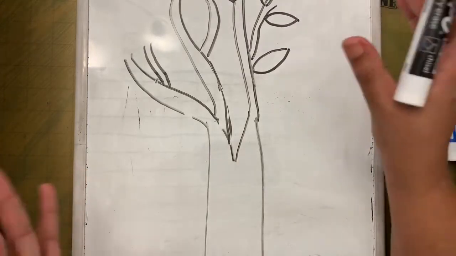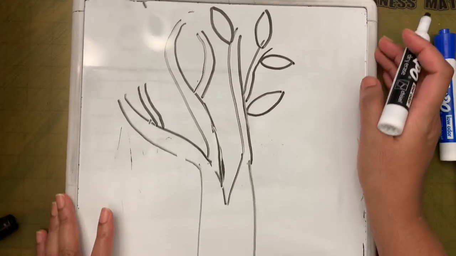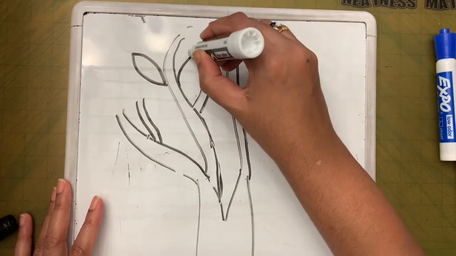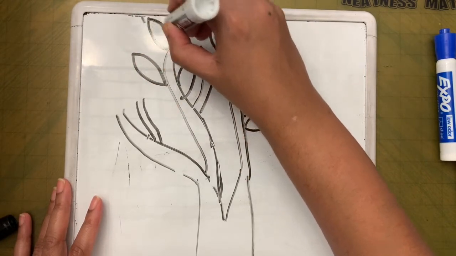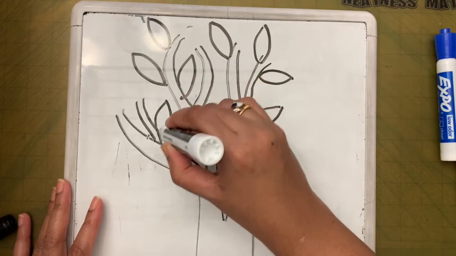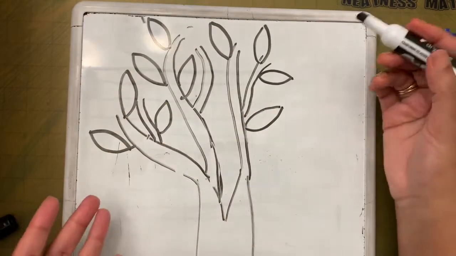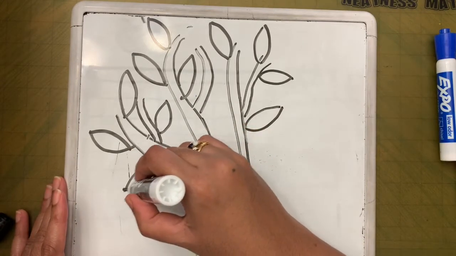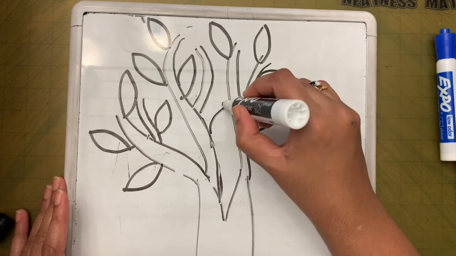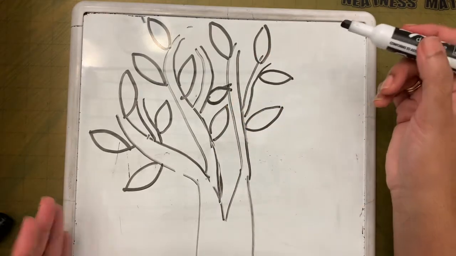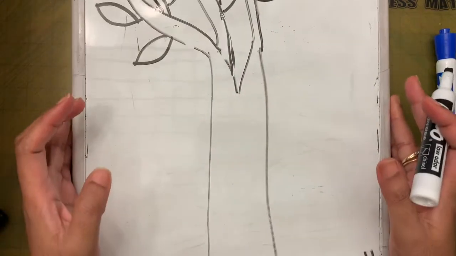Try to make the leaves big, not too small, because we need to color inside. Okay, we'll be coloring with two colors. So whatever shape you chose for your leaf, keep repeating that shape.